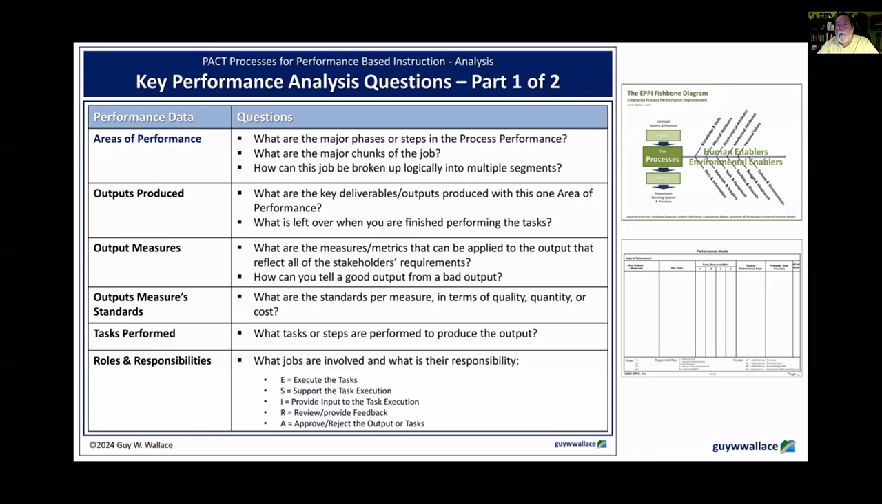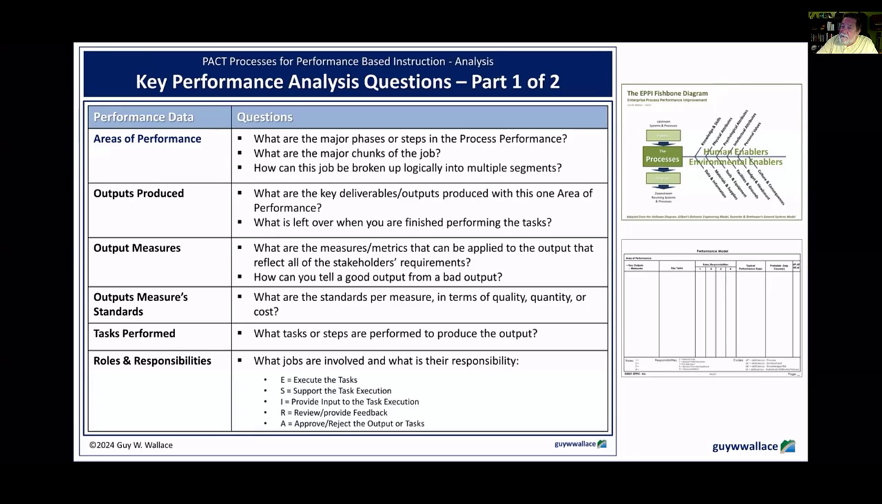If we ask a question and people give us a look like they don't know what we're talking about, we have to be able to ask a different way. Our language is not conducive, perhaps, to the master performers and other subject matter experts, and we're trying to generate this data. If they didn't want to call it areas of performance, they wanted to call it areas of process, then that's what we would call it. If they didn't want to call it outputs produced, they want to call it deliverables, then that's what we would call it. So our language is really tricky here when we're conducting our analyses.